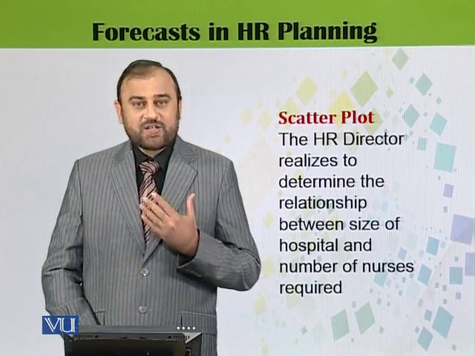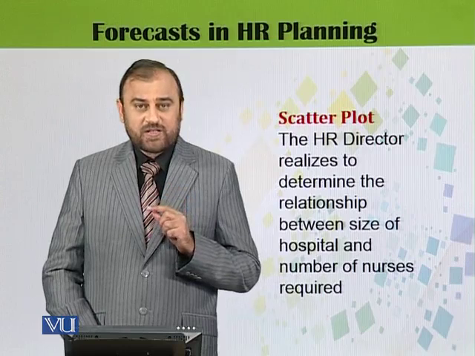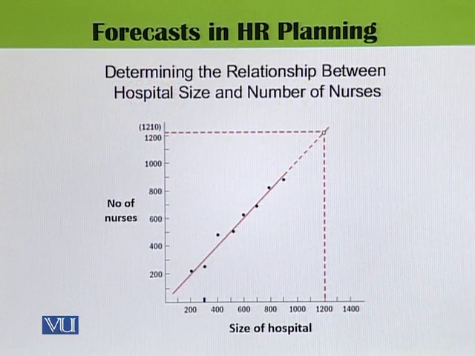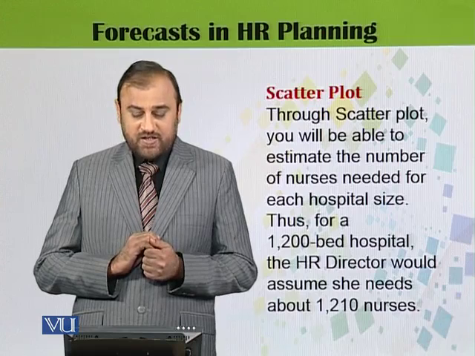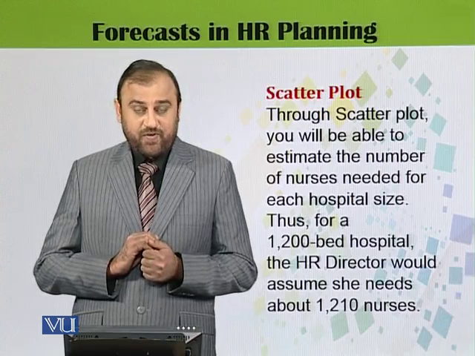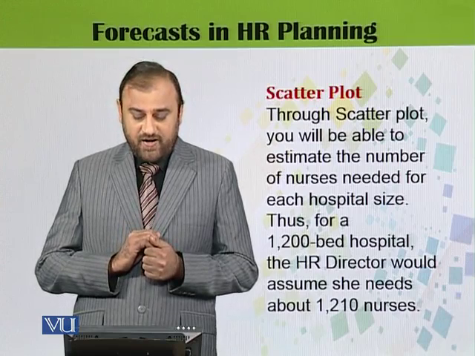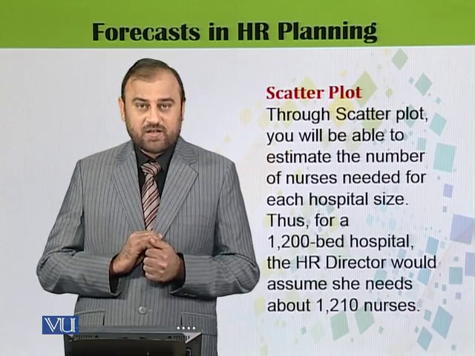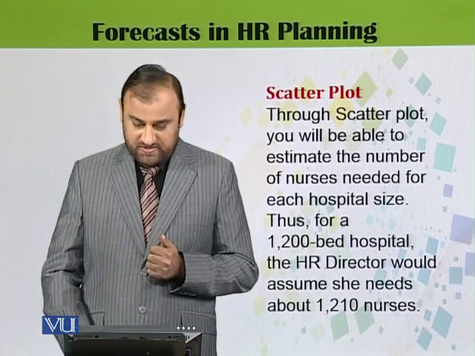Therefore, he collected data on registered nurses and hospital size from a number of neighboring hospitals in the town. And then he determined the relationship between hospital size and number of nurses using a scatter plot. You can see the straight line. The straight line showed that you can estimate the number of nurses needed for each hospital size. Thus, for a 1200 bed hospital, the HR director would assume she needs about 1210 nurses in the next 5 years. So scatter plot is quite an effective tool for determining human resource needs.